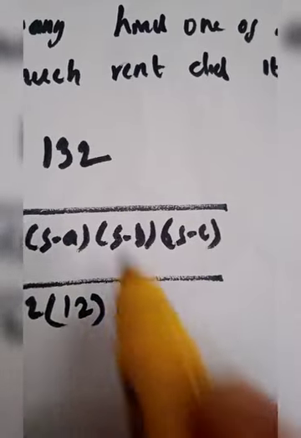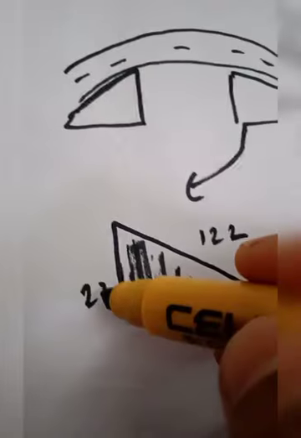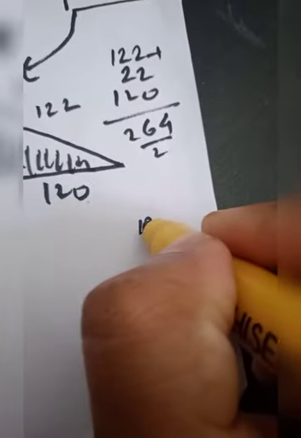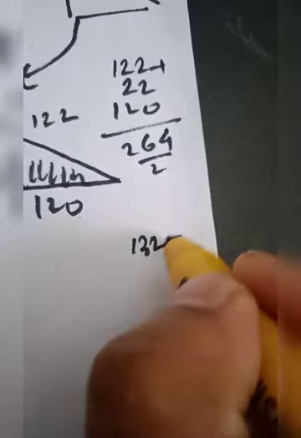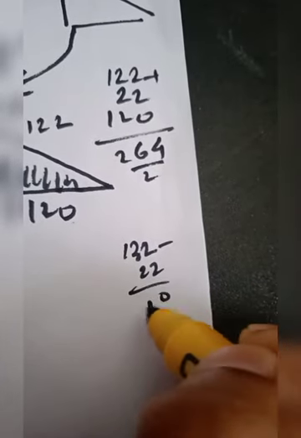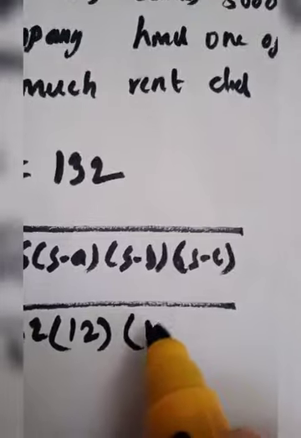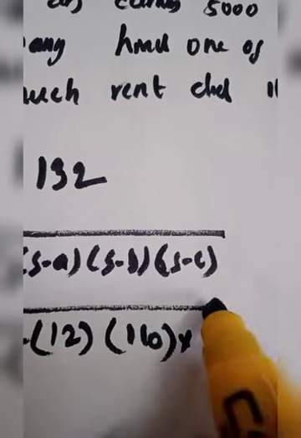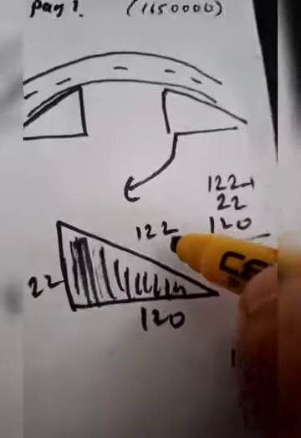Then S minus B: 132 minus 22. What is 132 minus 22? S is 132 and one of the sides is 22. 110. Yes, 110. And S minus C, what is that? 132 minus 122, that is 10.